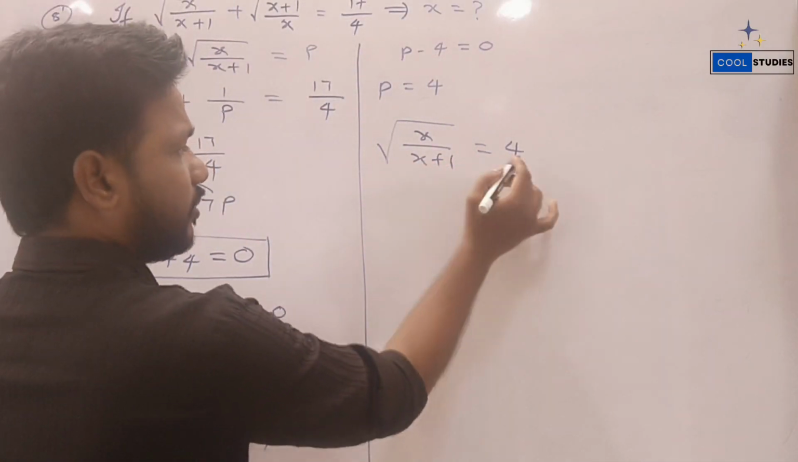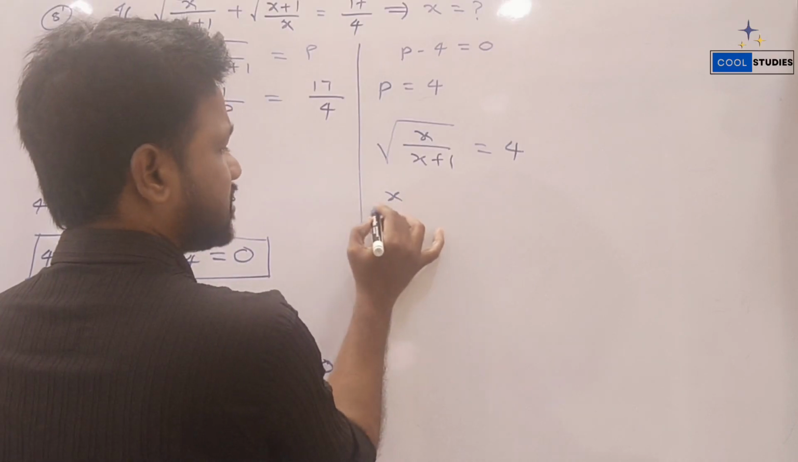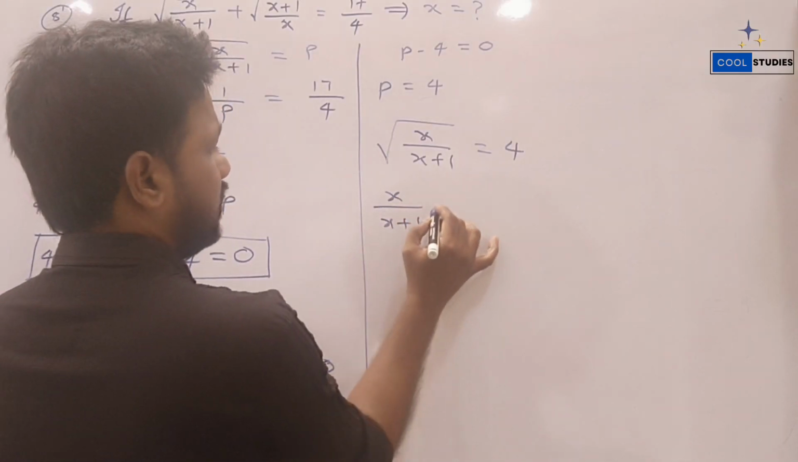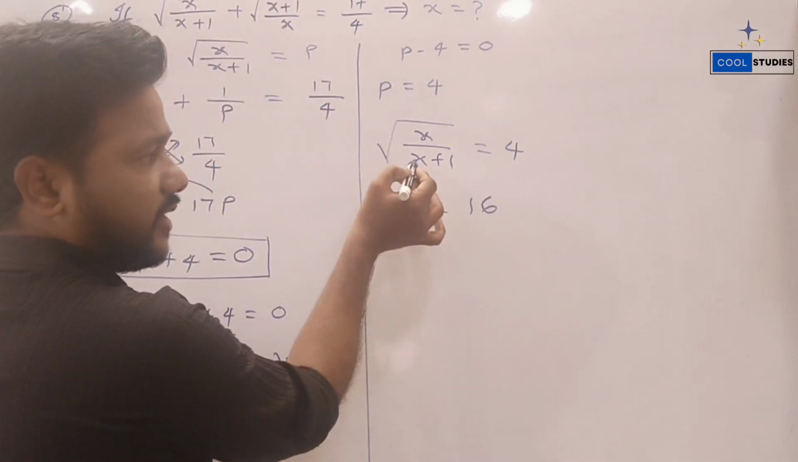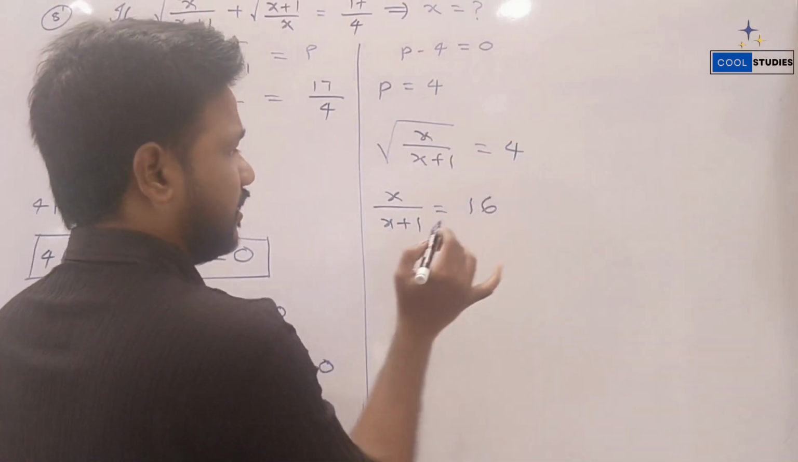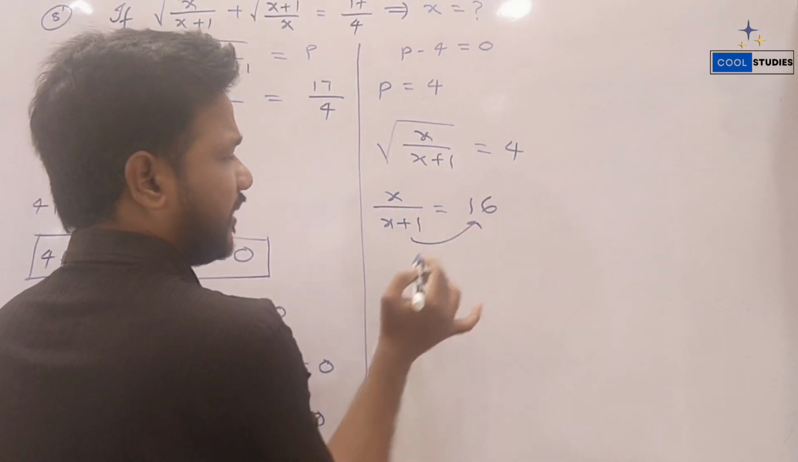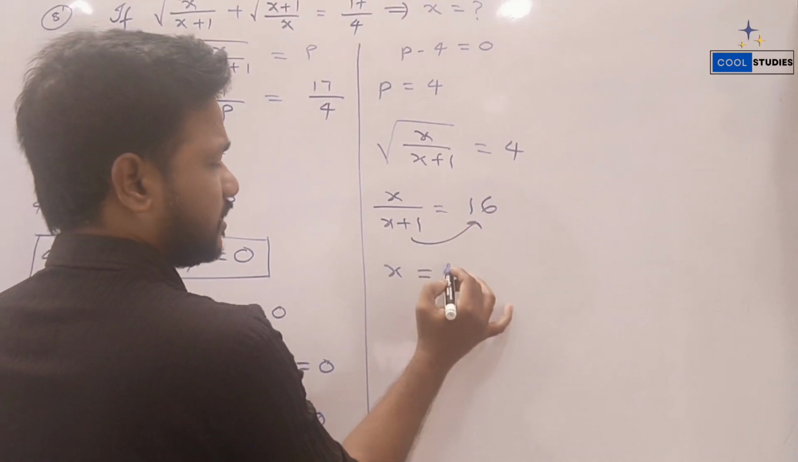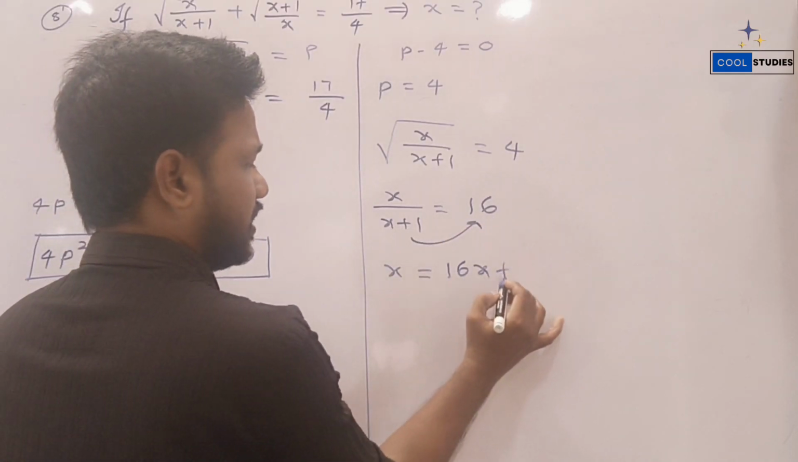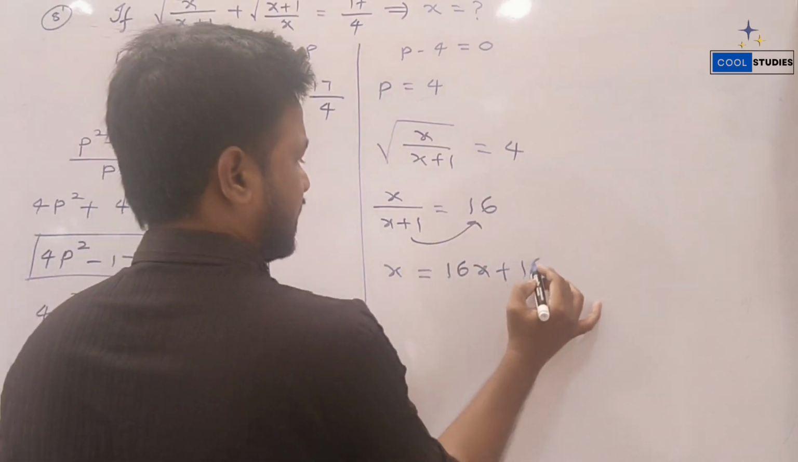If you do squaring on both sides, what answer do we get here? x by x plus 1 is equal to 4 square, 16, right? Here doing square means root square cancelled. Let us do cross multiplication. x is equal to 16 into x, 16x, plus 16 into 1, 16.